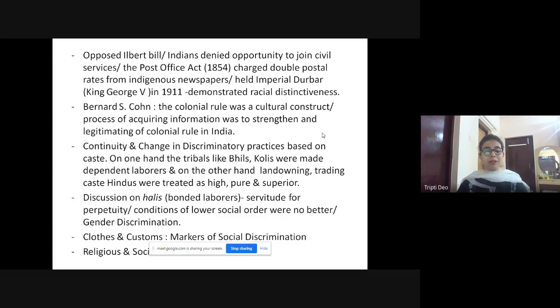The most important and stark way in which Indians were discriminated against socially was when the Imperial Darbar was held in 1911 and King George V was crowned as the King of India.